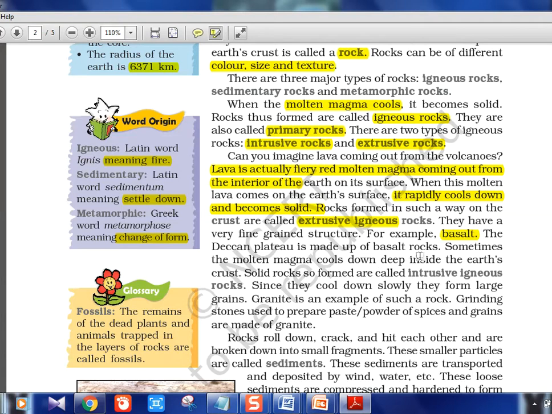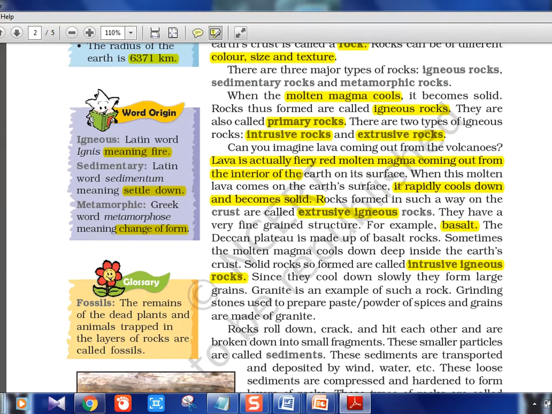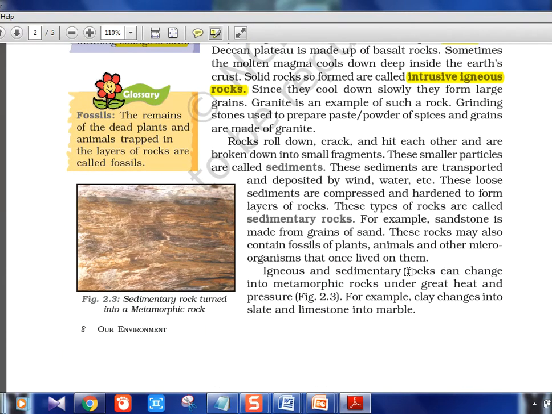You know, in the peninsular region, the Deccan Plateau is there. Sometimes the molten magma cools down deep inside the earth's crust. Solid rocks so formed are called intrusive igneous rocks. So when it cools down within the crust itself, inside itself, that is called intrusive. When it comes out and then solidifies, it's extrusive, okay. Very simple definitions, just understand the difference as of now, okay. Like these pictures are given.